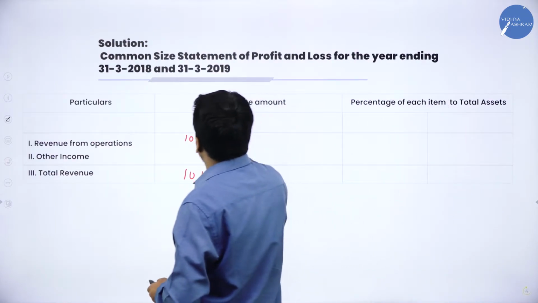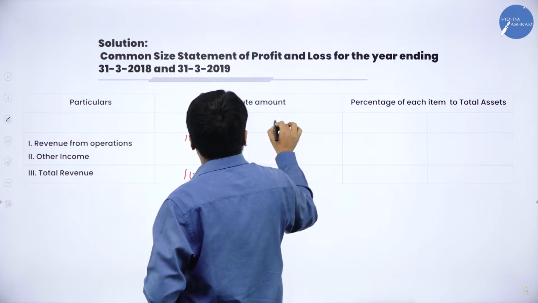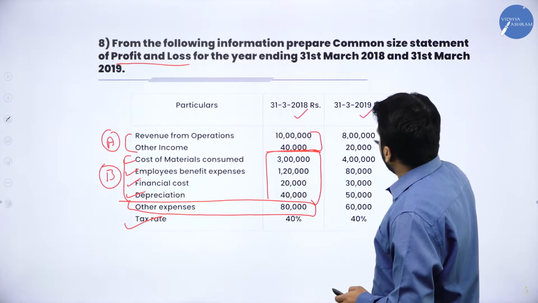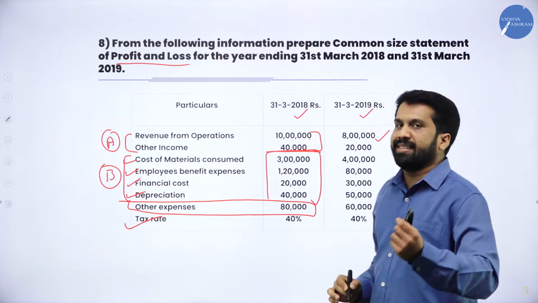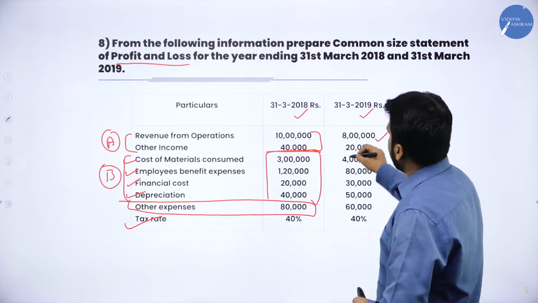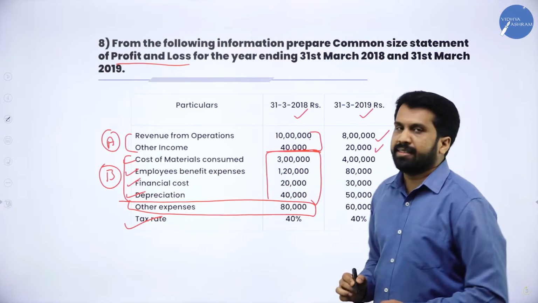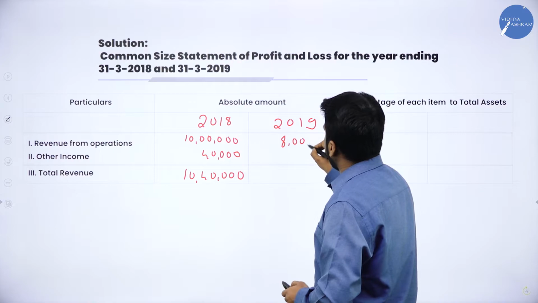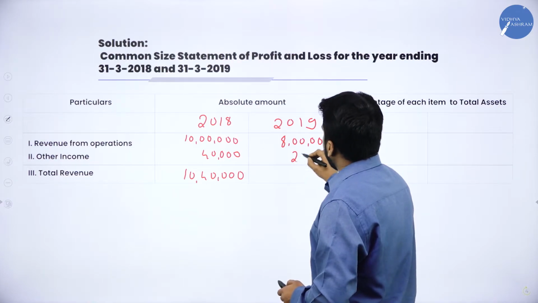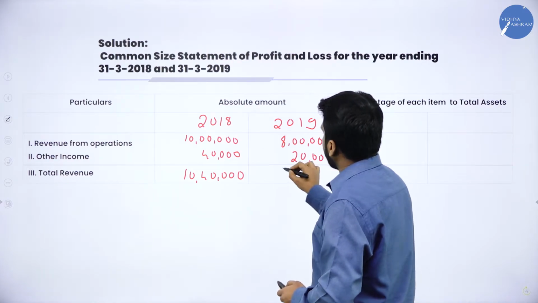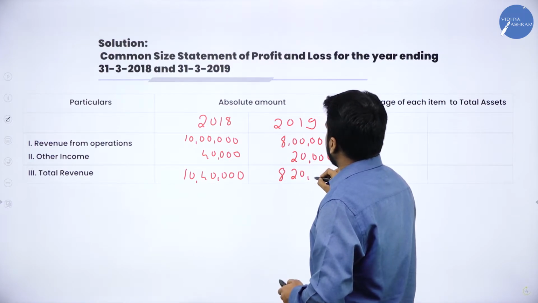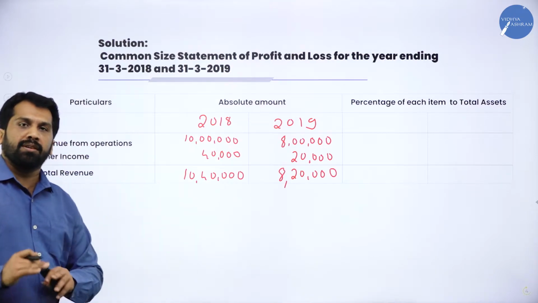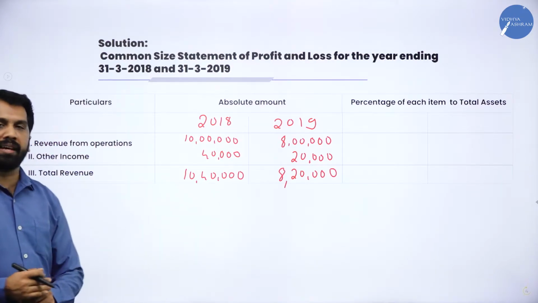We will do it for 2019 also. So this is 2018 and we will do it for 2019. Now, revenue from operation is 8 lakh and other income is 20,000. The answer is 8,20,000. Any doubt? No. Simple to calculate.